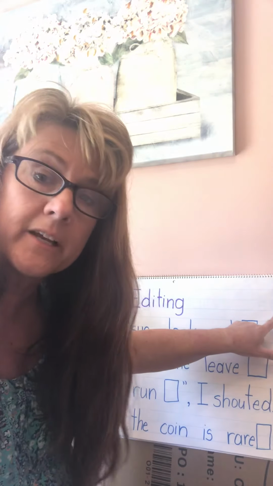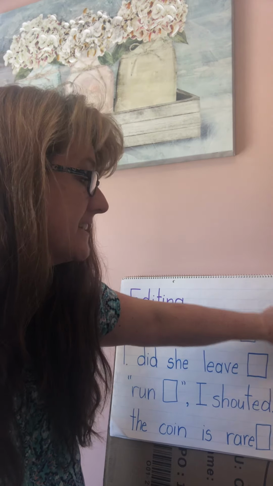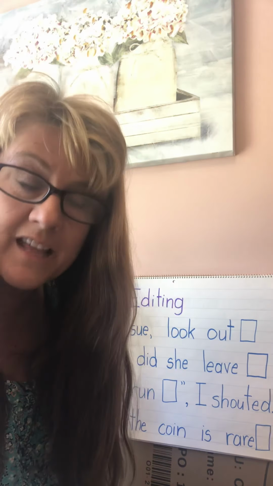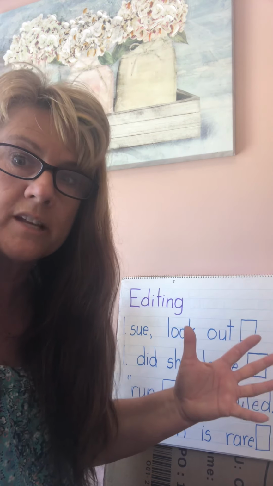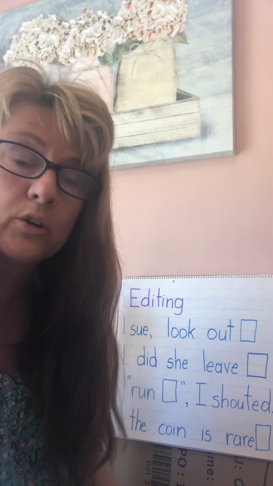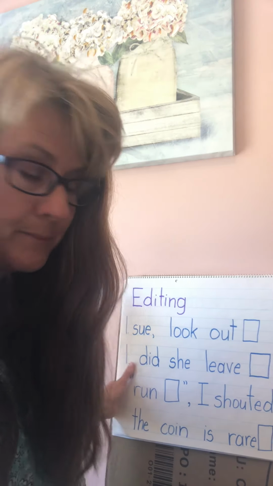We know about a period. That's when we're just telling somebody something. We know about a question mark. That's when we're asking a question and waiting for an answer. And this is an exclamation mark. That is when we are excited or something is really important that somebody know it or hear it, or we're yelling or screaming for a good or a bad reason.